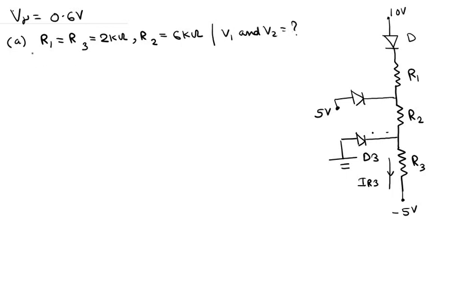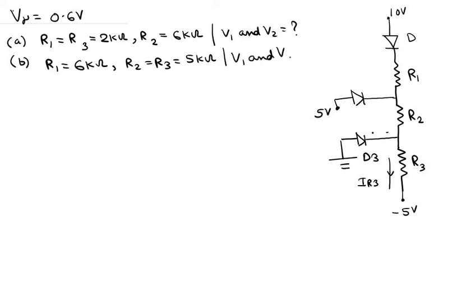So this is one problem, and the next problem is also based on the same circuit, but the conditions are slightly different here. So this is R1 equals 6 kilo ohms, R2 equals R3, this is equal to 5 kilo ohms, and you have to find again what is the value of V1 and V2. So these are the two problems here. Okay, and the circuit diagram is actually the same.